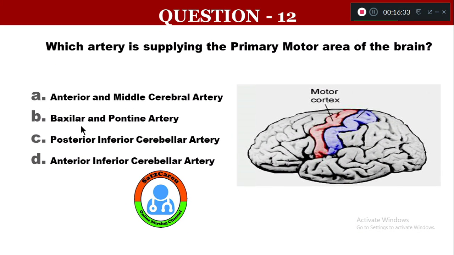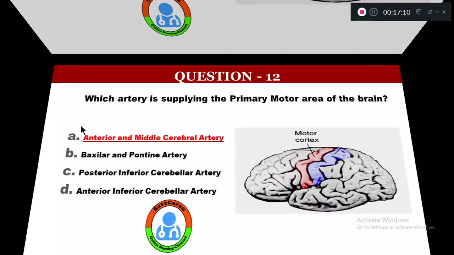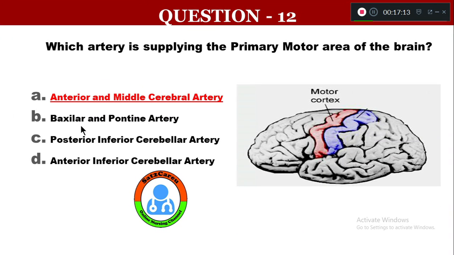So which artery is supplying the primary motor area of the brain? The red color area in the image is called the primary motor area. Which artery is supplying blood to this area? Option A, anterior and middle cerebral artery. Option B, basilar and pontine artery. Option C, posterior inferior cerebellar artery. Option D, anterior inferior cerebellar artery. This motor area is supplied by two arteries, namely the anterior and middle cerebral artery.